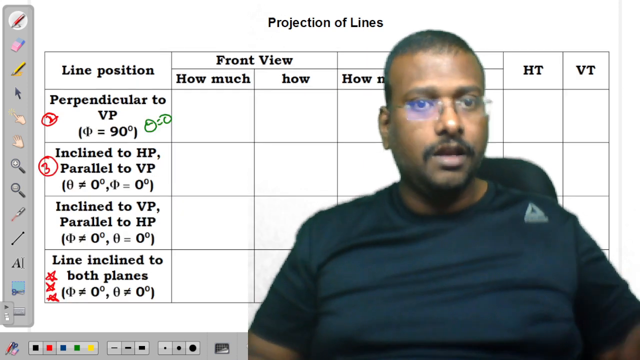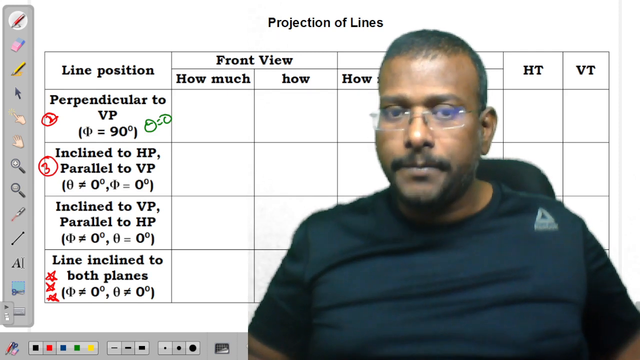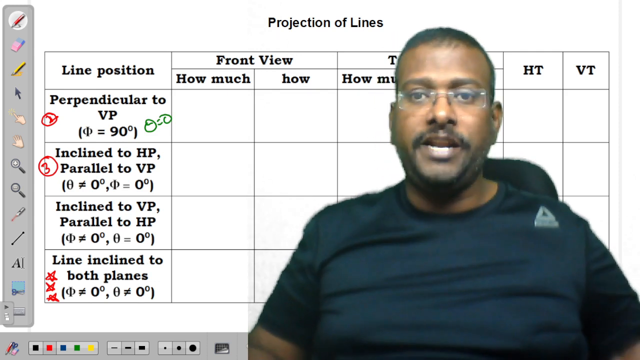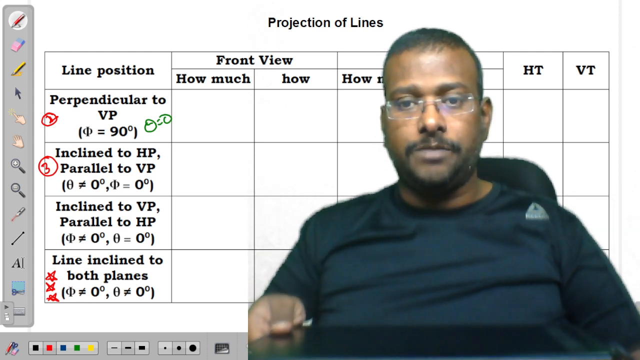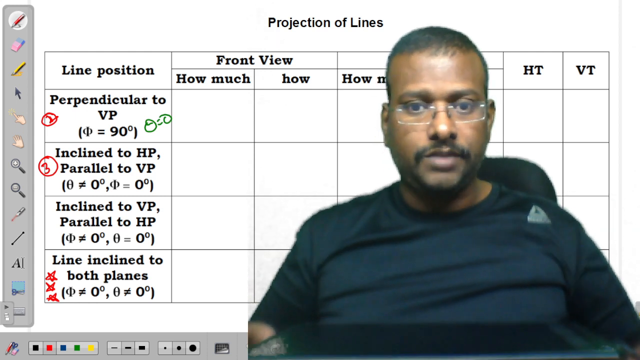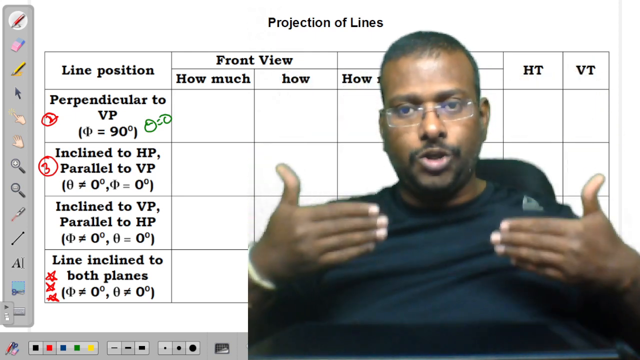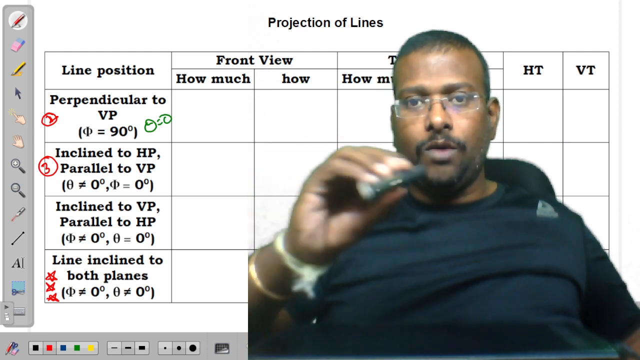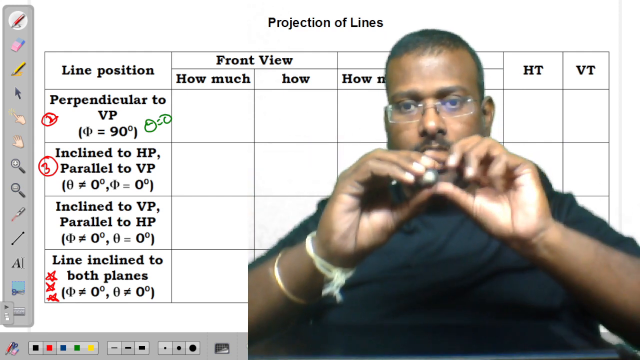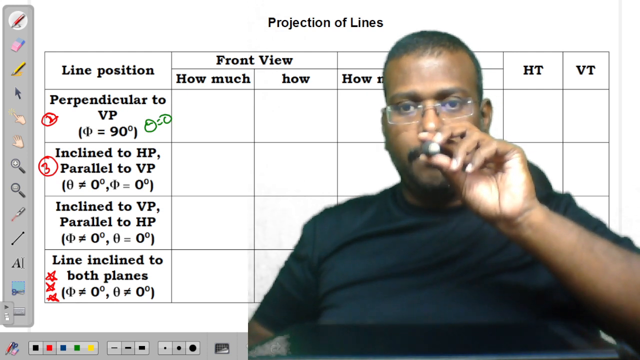Next case. This is the first one I said. What did they say? Perpendicular to VP and automatically parallel to HP. Perpendicular to VP and parallel to HP. All of you clearly observe. This is HP. At my position, you may assume a vertical plane is there. Now, whatever they gave, this is the position. Am I right or not? Perpendicular to VP, parallel to HP.